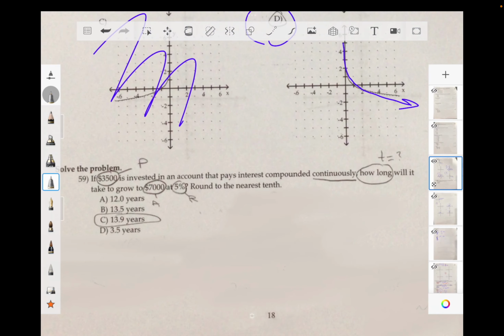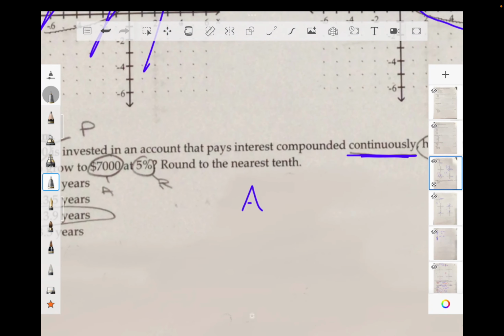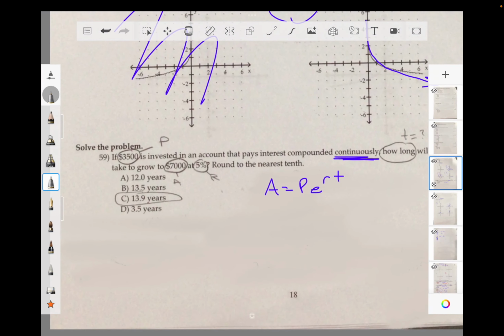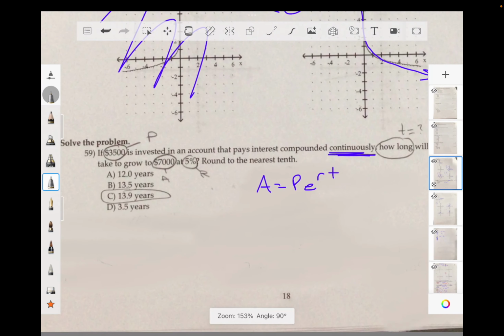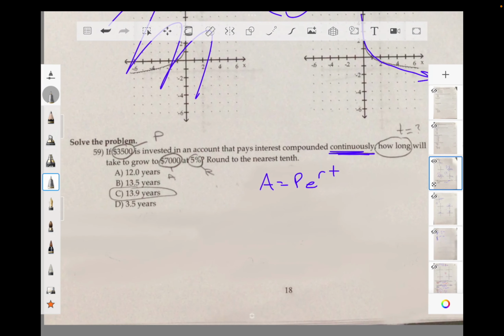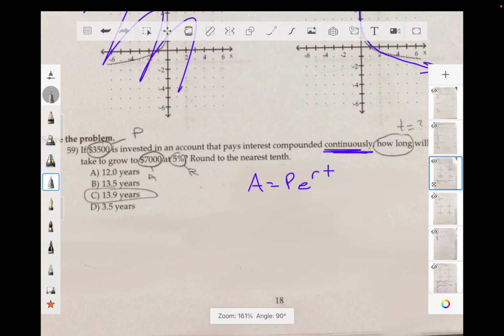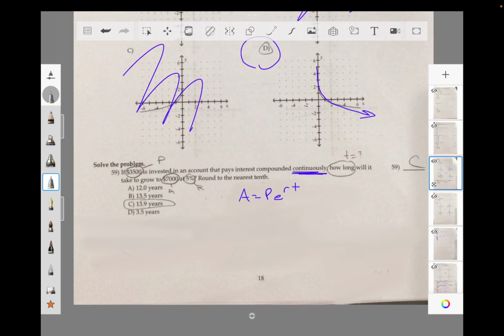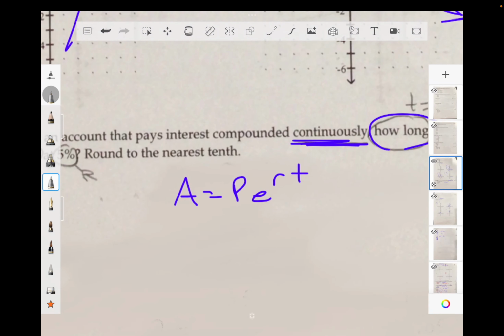If 3,500 is invested in an account that pays interest compounded continuously, so we're using A equals Pe to the rt, just from that word continuously. How long would it take to grow to 7,000 at 5% interest? Round to the nearest tenth. So this one's saying find how long, right? How long is the time, t. So we're looking for this t.